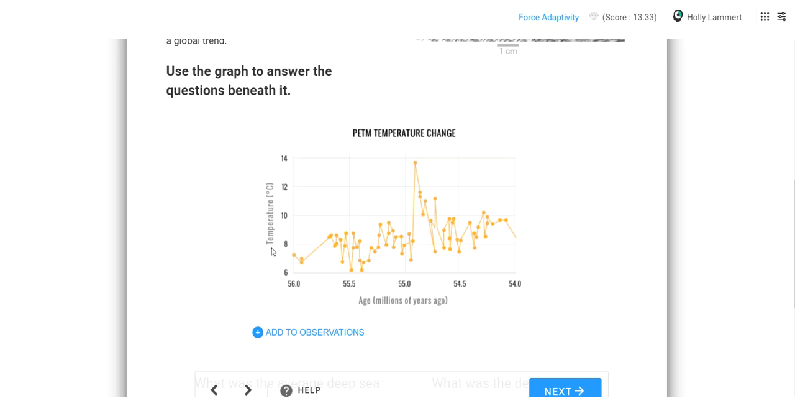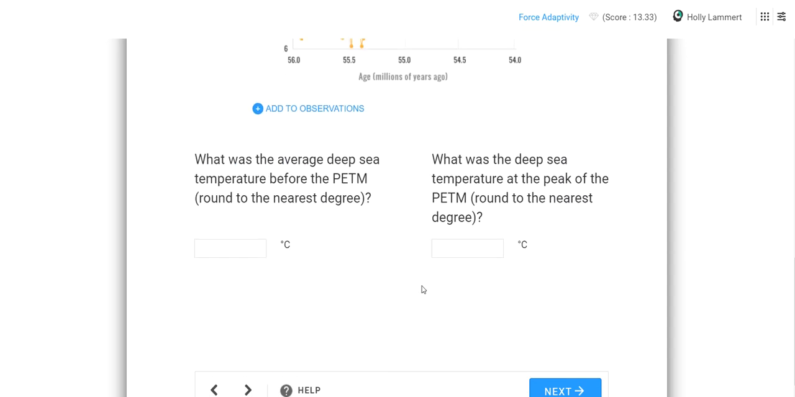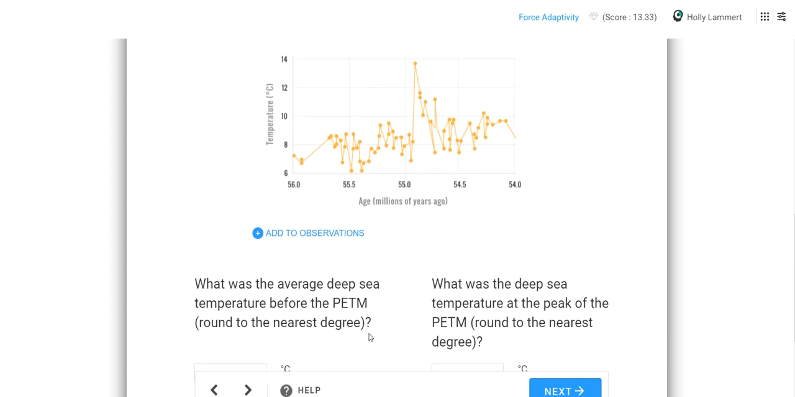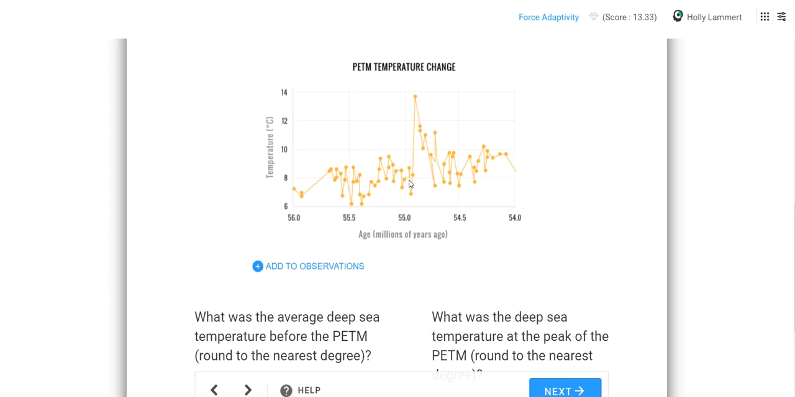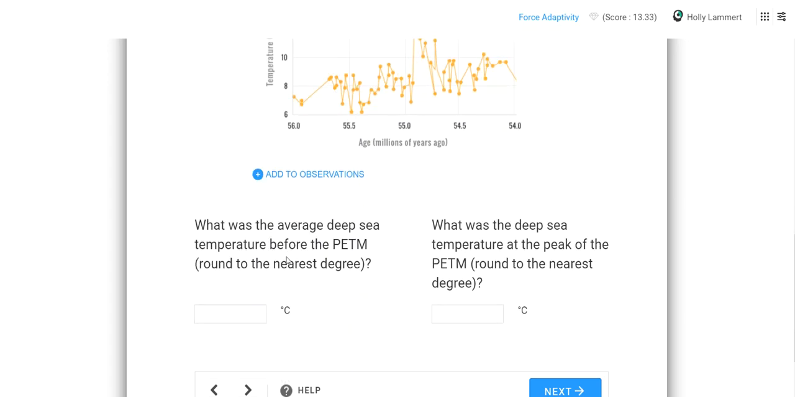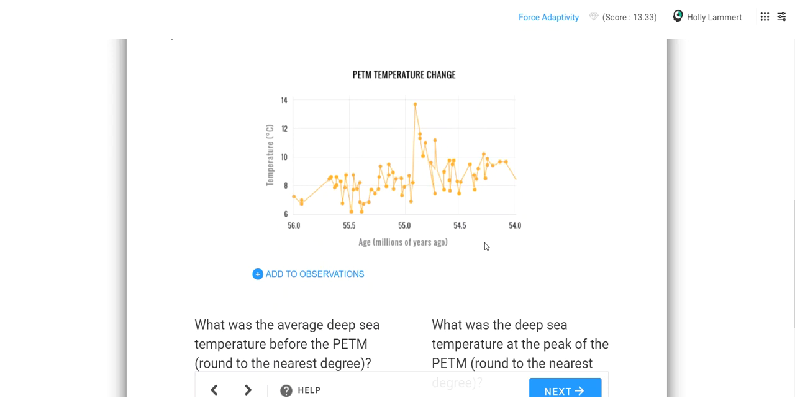PETM temperature change. All right. We can do this one of two ways. Let's answer the questions first, and then we'll add it to our observations. What was the average deep sea temperature before the PETM? So remember, the PETM happened at this highest point there. That's the PETM. So before, I would say it averaged around 8. I think they just want you to estimate. What was the deep sea temperature at the peak of the PETM? Round to the nearest degree. So I would say between 12 and 14, but higher to 14. So 13.8 maybe.